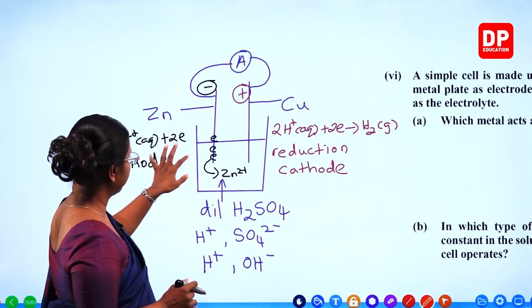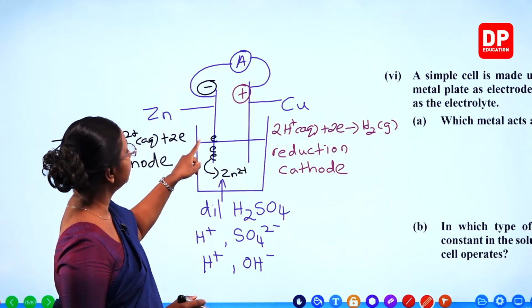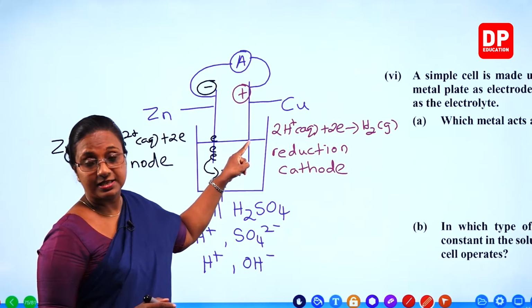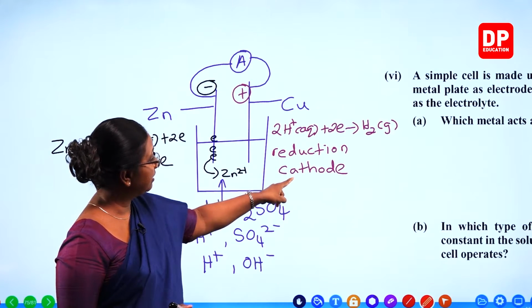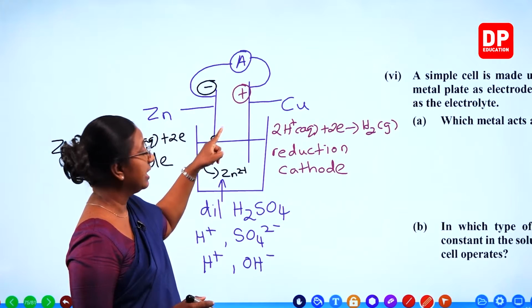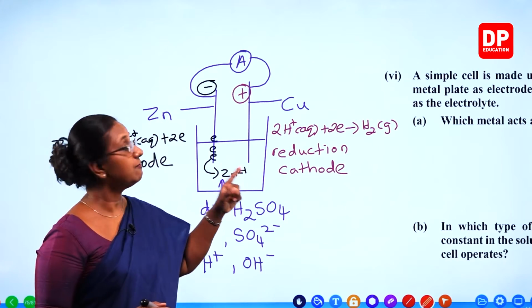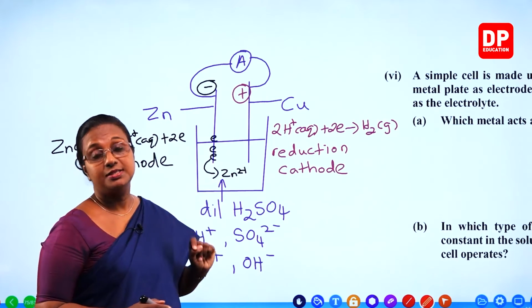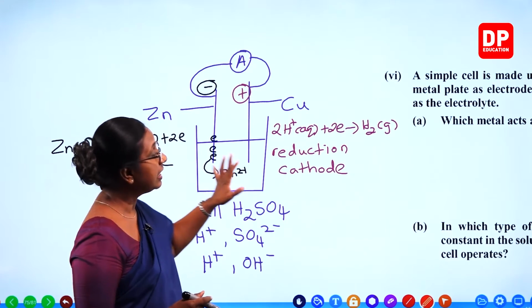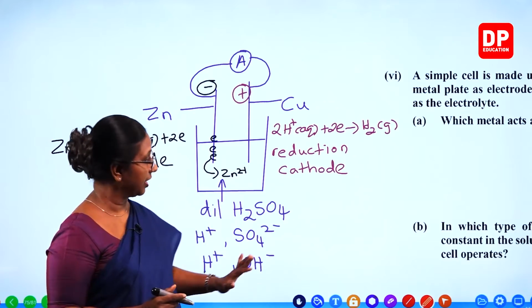At this time, there are more electrons on zinc. Electrons start to flow from zinc to copper, because at copper there is a reduction, and electrons are being taken up by H+. So electrons flow from zinc to copper, and by convention, current flows from copper to zinc. Is that clear, student? So that is how the electrochemical cell functions.